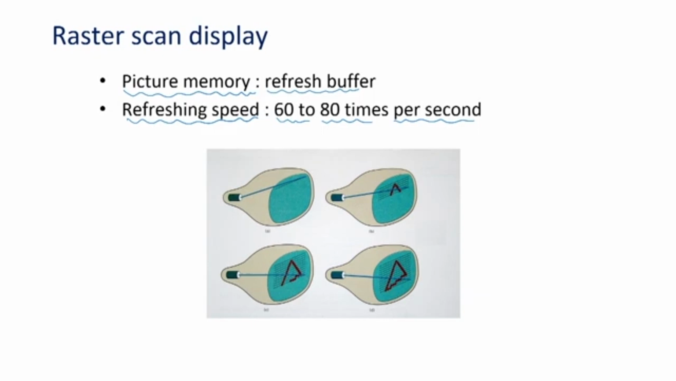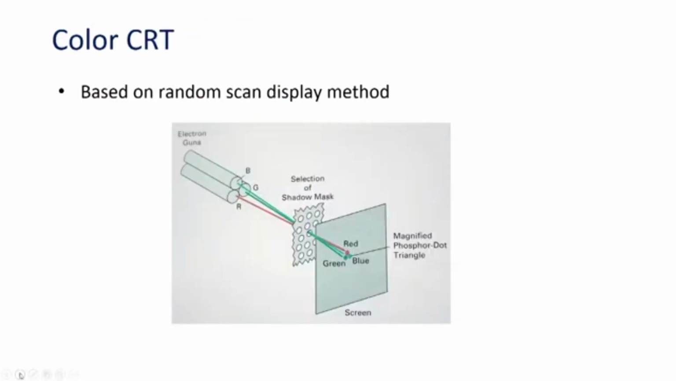Here you notice that the electron beam is moving over the screen in a raster way. It starts from the top left corner and then moves in a zigzag manner. Wherever it applies the intensity, that portion gets illuminated. In this way the pictures or the images are created on the CRT screen. Now, when we have 3 different electron beams of 3 different colors, that is RGB, red, green and blue, then we can create colored images as well.